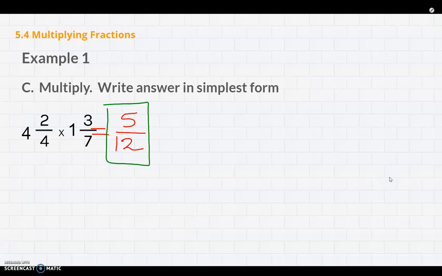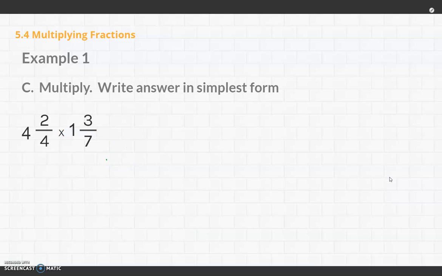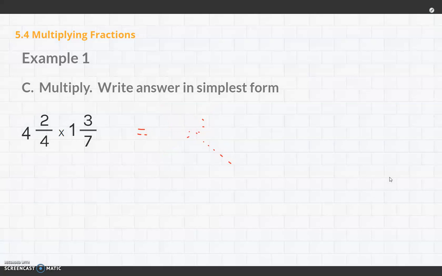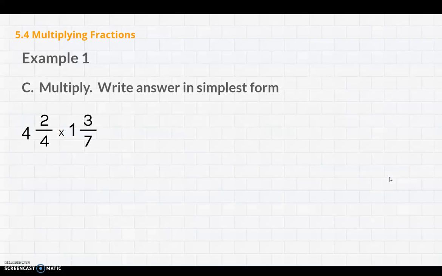Okay, example C. Now here is where step 1 is going to come into play. I have mixed numbers here. A lot of students would jump right to, oh, I'm going to multiply the 4 times the 1 and I get 4. And I'm going to multiply 2 times 3 and get 6. 4 times 7 and get 28. This is actually completely wrong. You can't do that or you will not get the correct answer. You must change them into improper fractions.